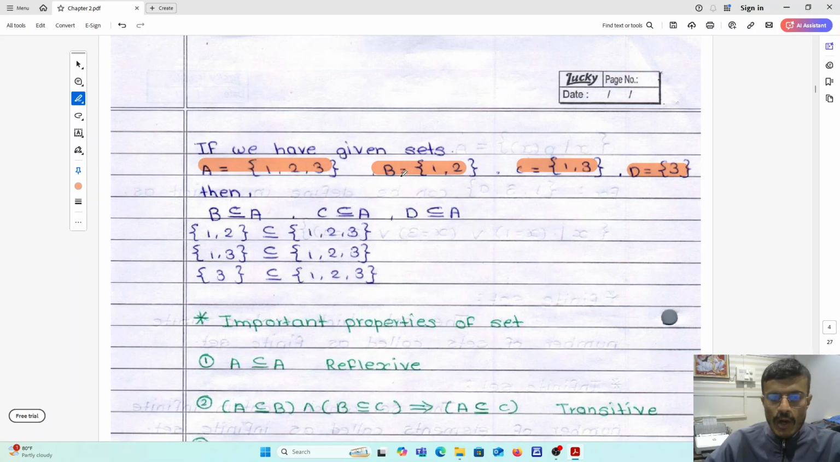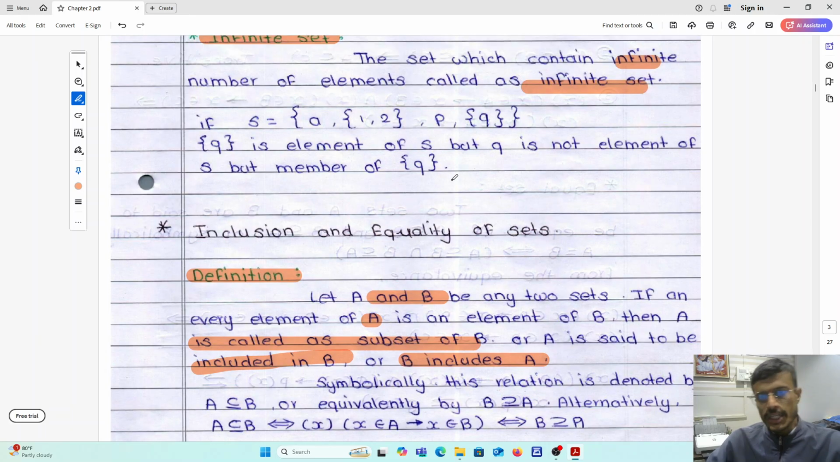Now talking about inclusion, you can see here, B is included in A, because all the elements of B are present in A. You can see here B is included in A. Likewise, C is included in A again. D is included in A. Fine. Because A is a superset as compared to B, C and D. That is nothing but the inclusion.